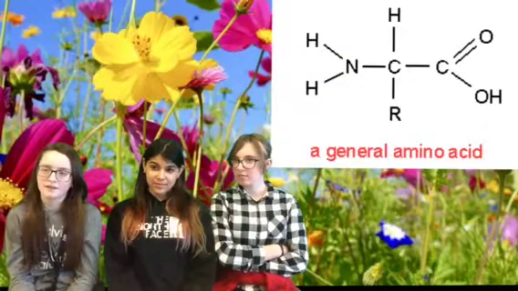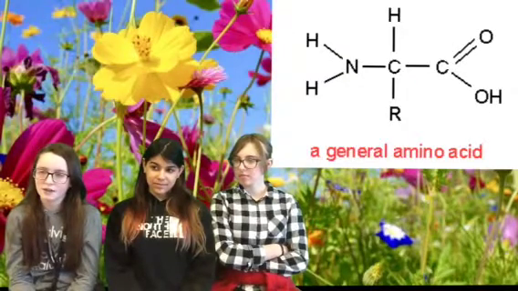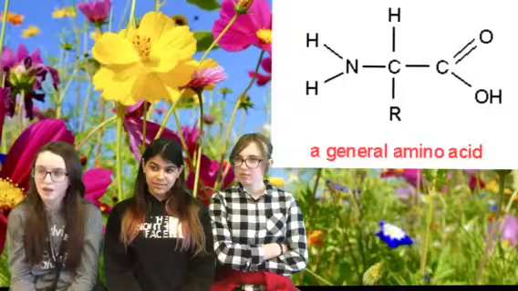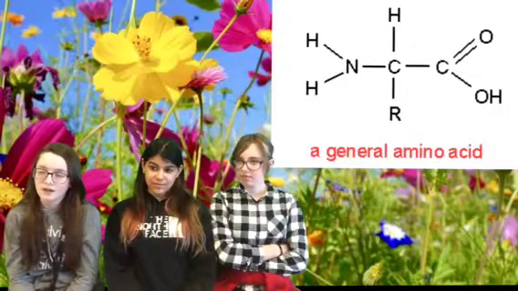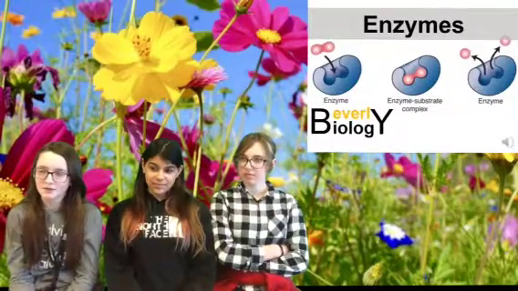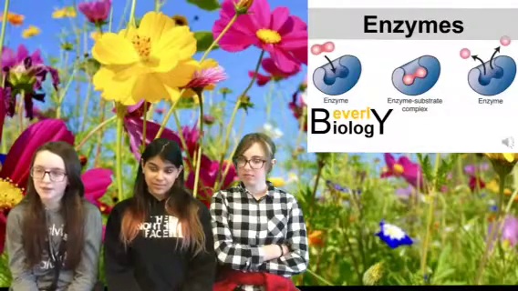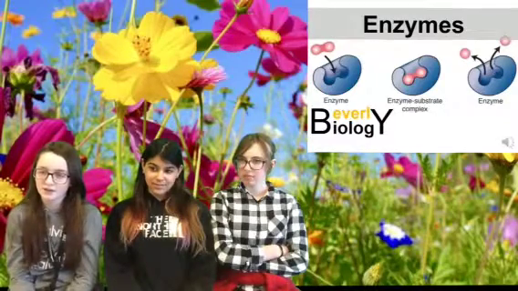Secondly, amino acids. Amino acids are small units that are linked together chemically to form large protein molecules. Next, enzymes. Enzymes are proteins that speed up chemical reactions in the bodies of living things.